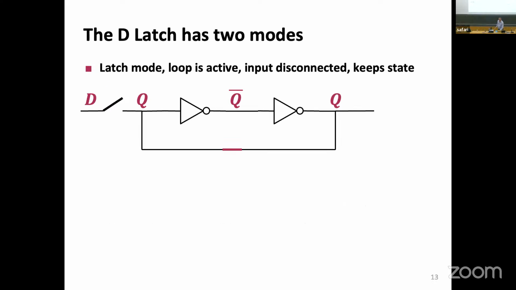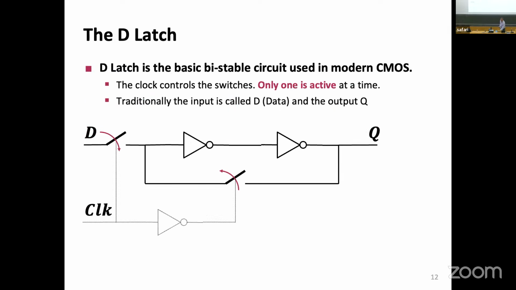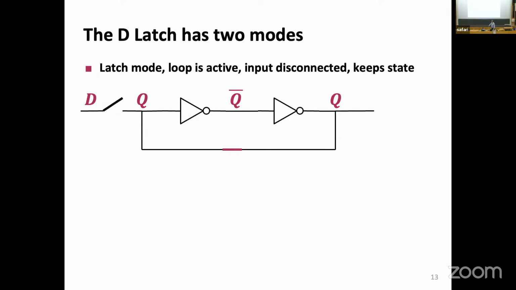To do that, I can give some names to these things. I named the input D. I didn't draw it there, but those switches were moved by this signal that I called clock. If I have clock through here, I have the inverted version going here. And then I called that output Q.